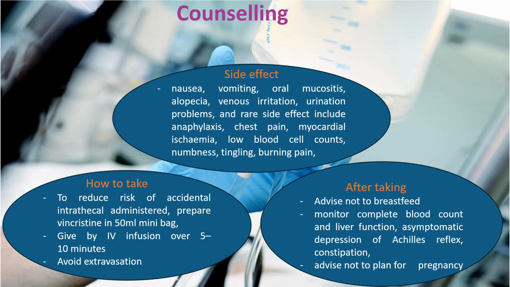Counseling. How to take vincristine sulfate. In order to reduce the risk of accidental intrathecal administration, always prepare vincristine in a mini bag of 50 ml instead of directly in a syringe. Give it by intravenous infusion over 5 to 10 minutes. Always avoid extravasation. And here are the side effects: nausea, vomiting, venous irritation at the cannula site, urination problems, chest pain, myocardial ischemia, low blood cell count, numbness, tingling, burning pain. And after taking, advise not to breastfeed. Always monitor complete blood count and liver function. Monitor for depression and constipation. Advise not to plan for pregnancy.